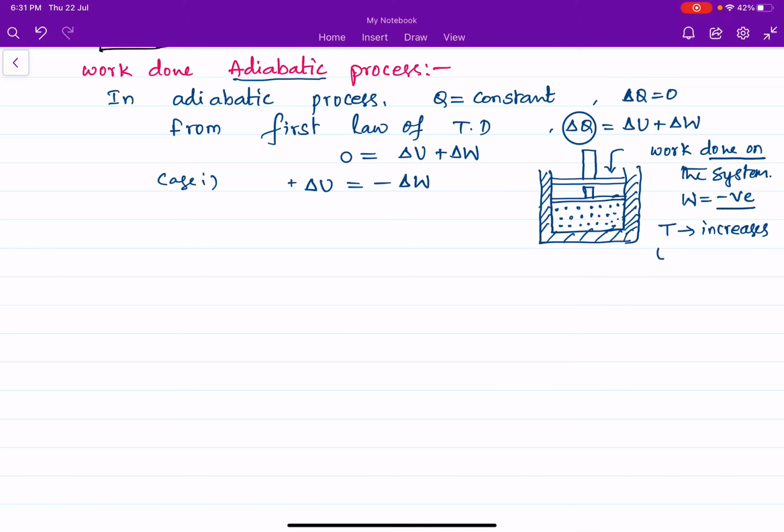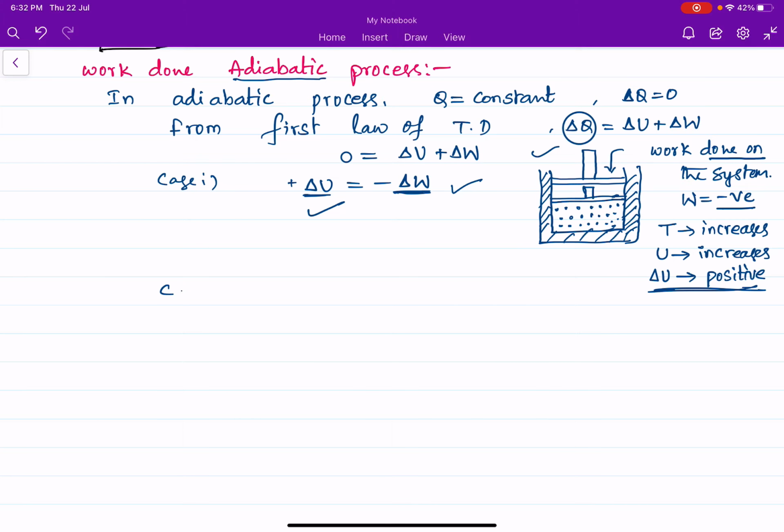If temperature increases, internal energy increases. If internal energy increases, that means the change in internal energy is positive. So we arrived at the final conclusion: if the change in internal energy is positive, that means work is done on the system by the surroundings. I explained this clearly with the diagram.